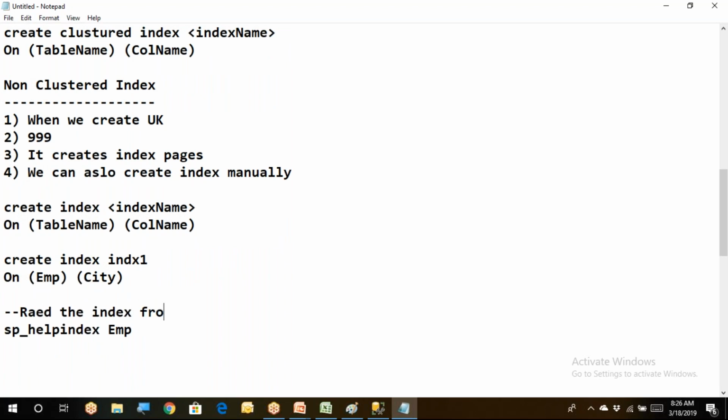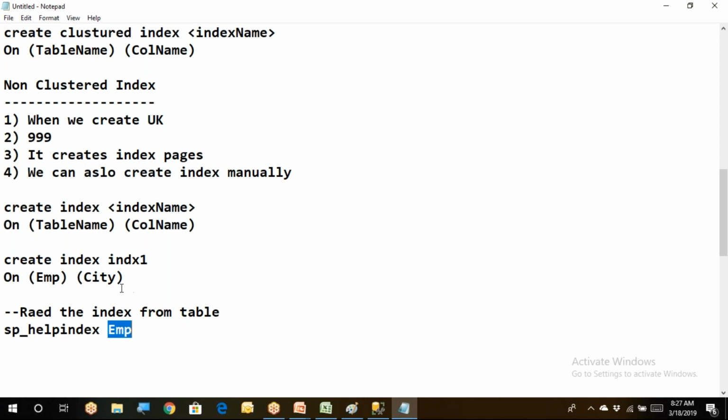To read the indexes from a table, you should be able to run sp_helpindex employee, where employee is the table name. You need to use the table name so that you will be able to get all the indexes on this table. That's it. This is how you should be able to do it.